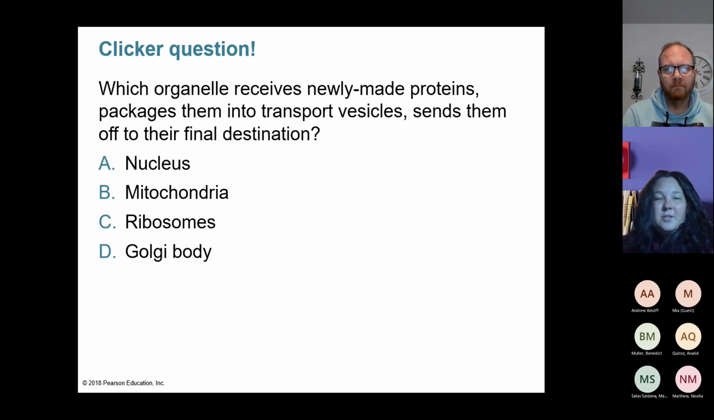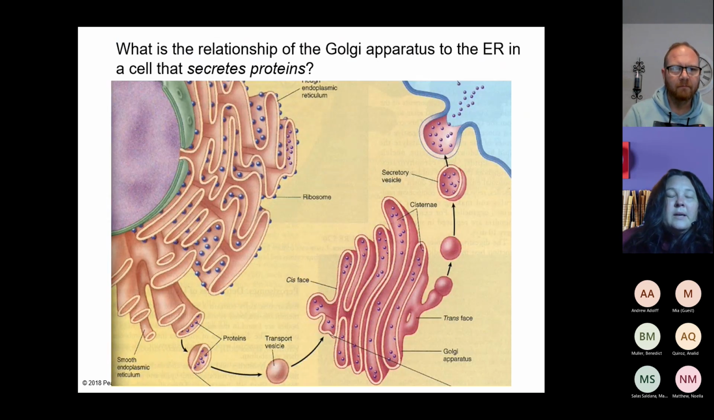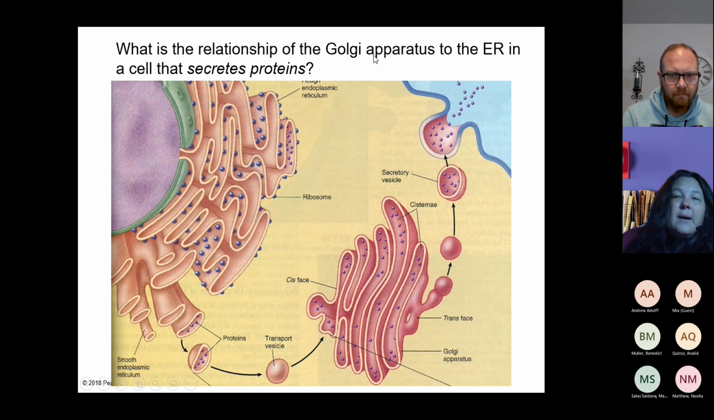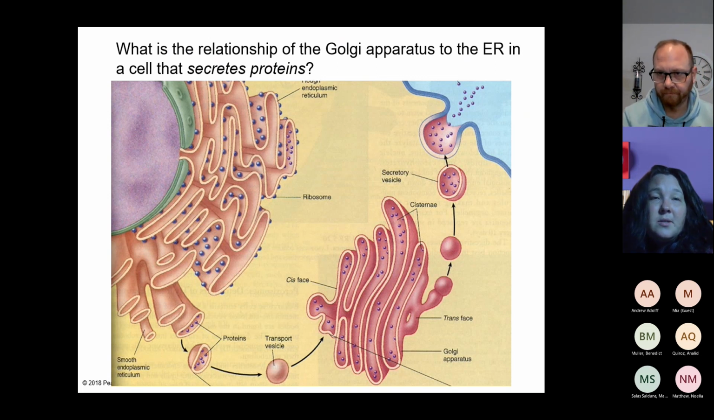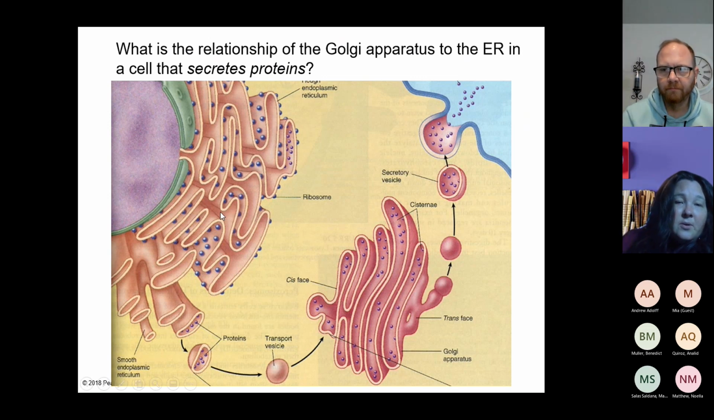All right, 83% chose the correct answer, which is the Golgi body. Here is a cross-section of the cell. I want you to notice the relationship of the Golgi apparatus to the endoplasmic reticulum in a cell that secretes proteins. So cells in your body that secrete proteins, there's so many different kinds, but I'm going to use the example of a nerve cell. Nerve cells create what's called neurotransmitters in the body, and they'd secrete them. And those are made in the rough endoplasmic reticulum, packaged into transport vesicles.